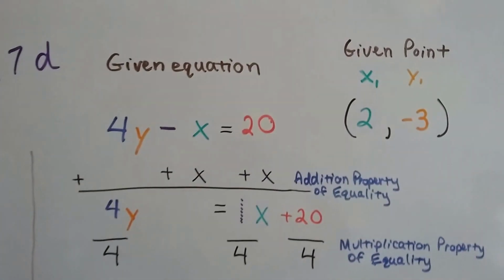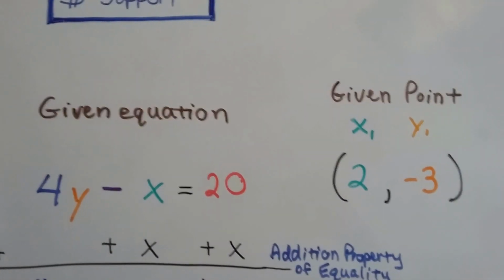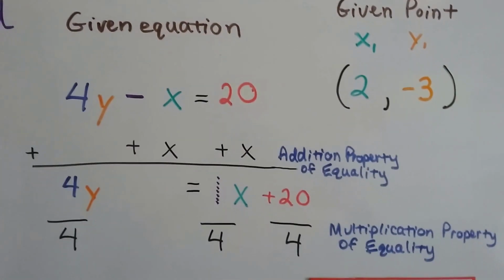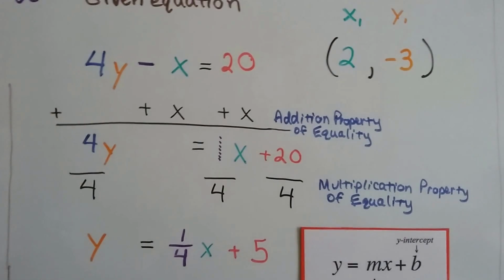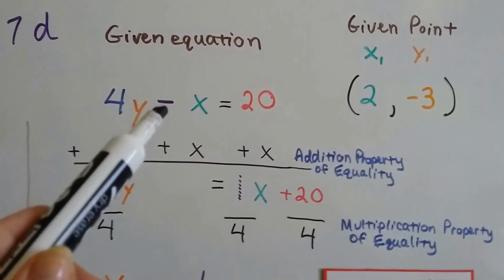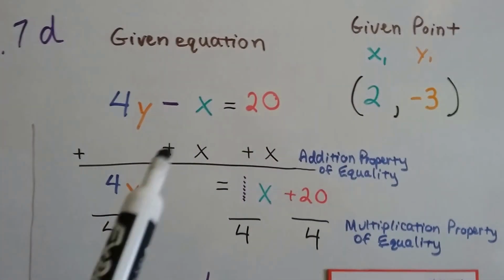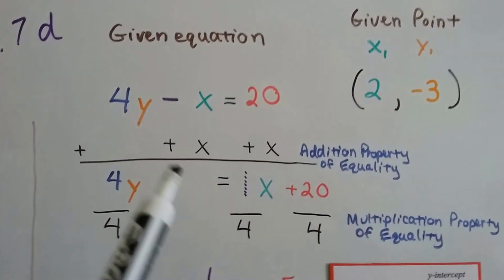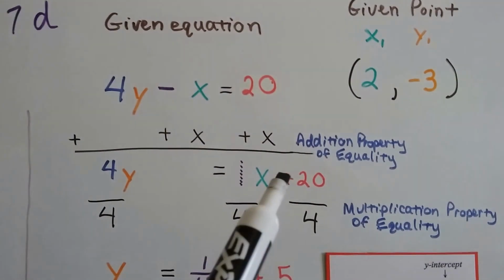Here we have our given equation and our given point. And we can take this given equation and put it in slope-intercept form. It's going to look like this when we're finished: y equals mx plus b. We have this coefficient here, and we need to get the y by itself. Because this is a minus x, we're going to add x to each side of the equation, create a zero pair here, and eliminate it. We have 4y equals x plus 20.